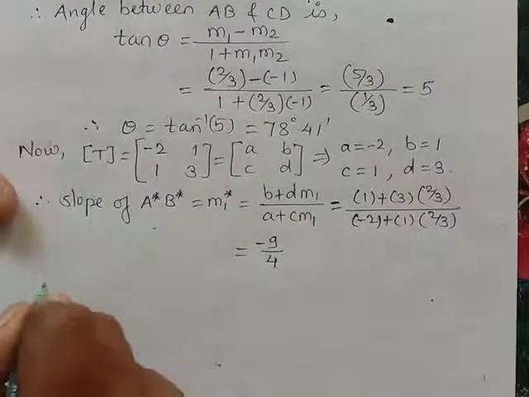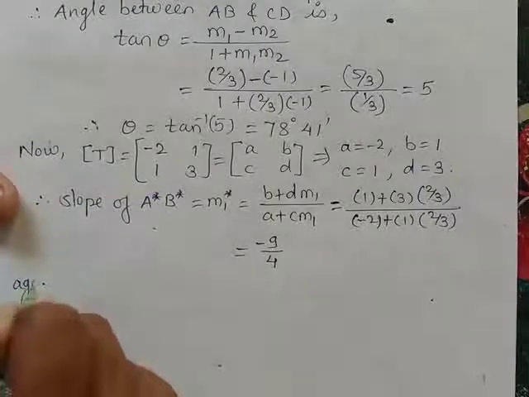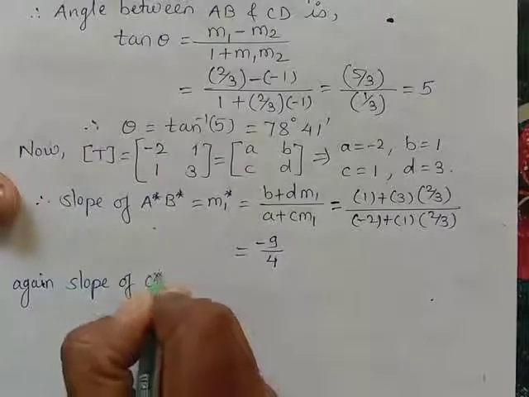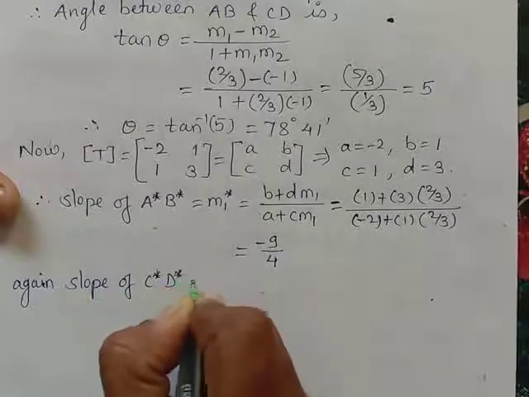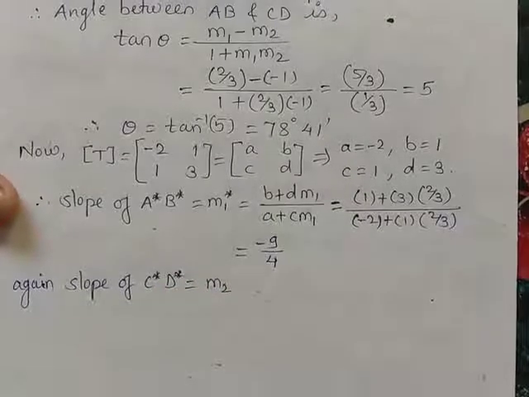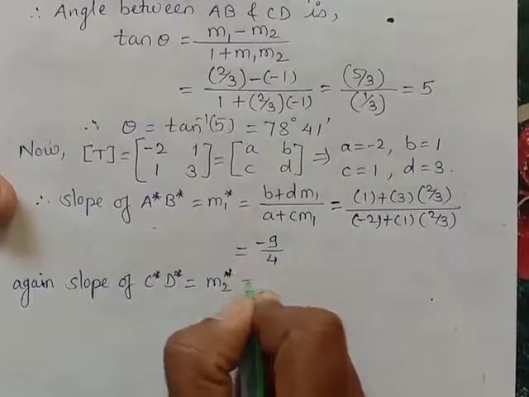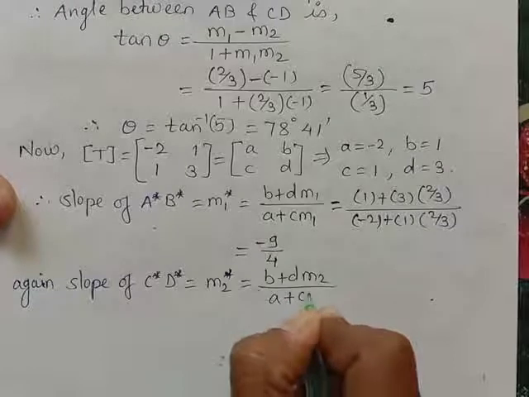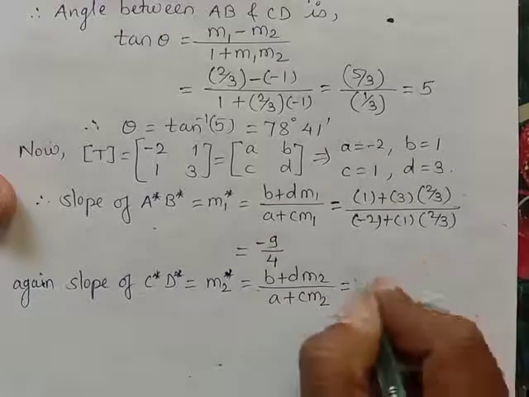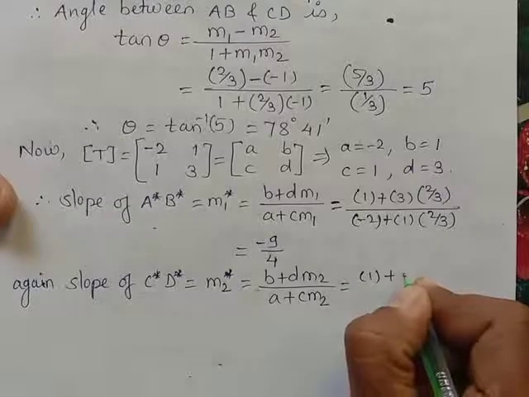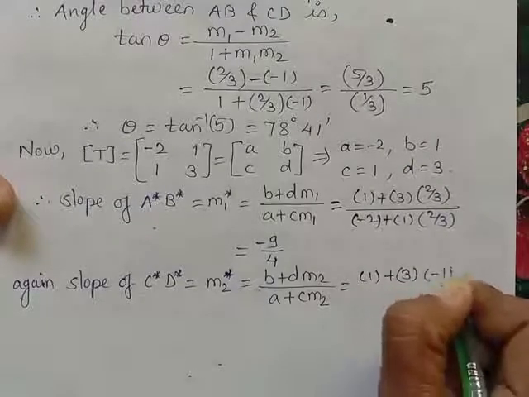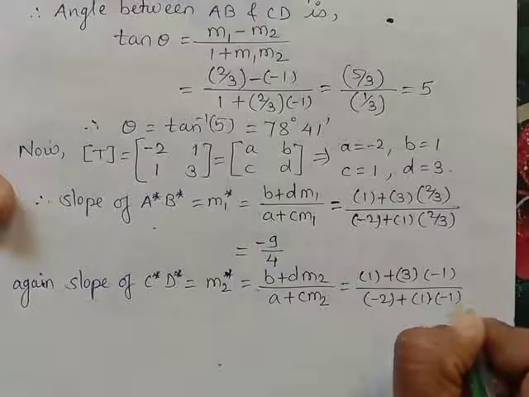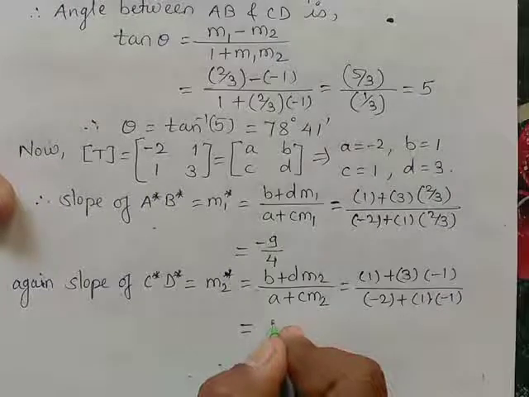Again, slope of C star D star is M2 star. That is (B plus D M2) upon (A plus C M2). That is equal to 1 plus 3 into minus 1 upon minus 2 plus 1 into minus 1. Simplifying it, we get it is 2 by 3.